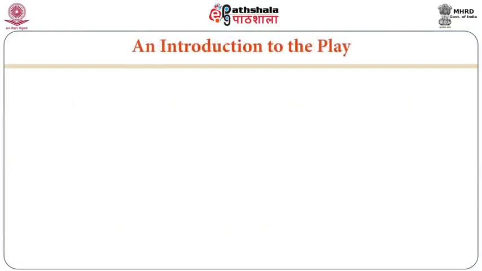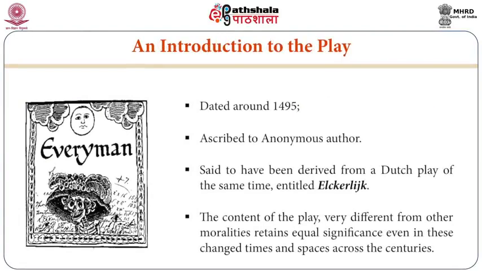Let us be introduced to the play. Morality play Everyman is dated around 1495 AD and ascribed to an anonymous author. That means no one can claim to be solely the author of Everyman. It is said to have been derived from a Dutch play, Elckerlijc. Please forgive me for my pronunciation in Dutch. Whether the play is a translation of the original Dutch version remains a highly debated issue.